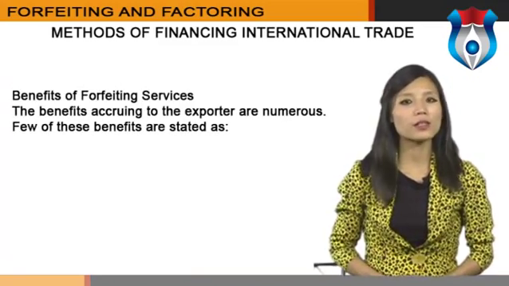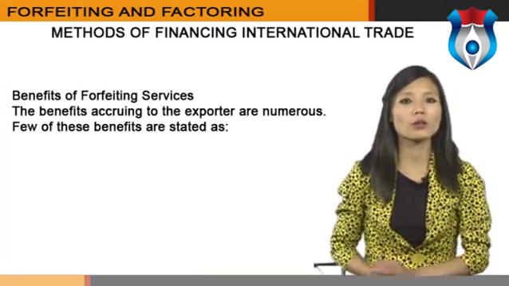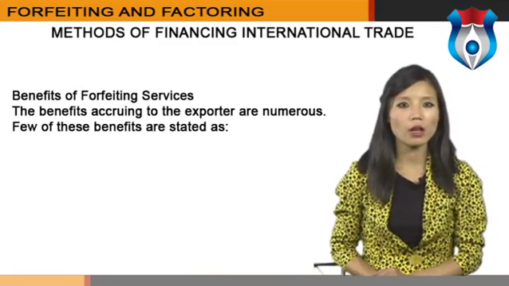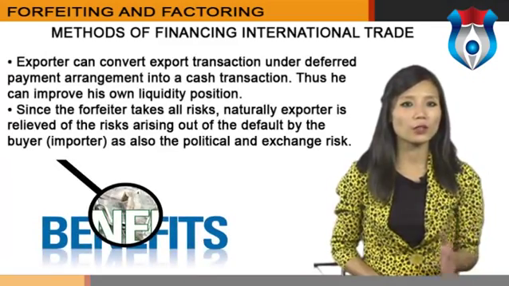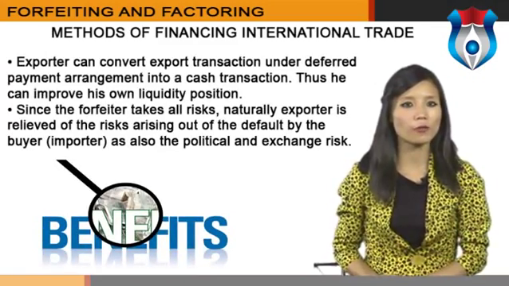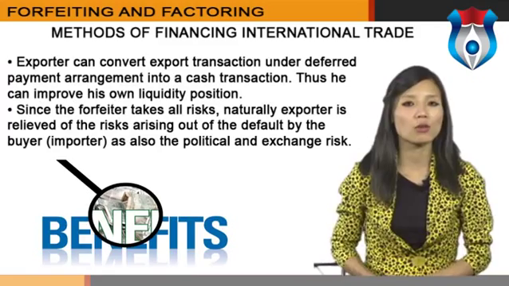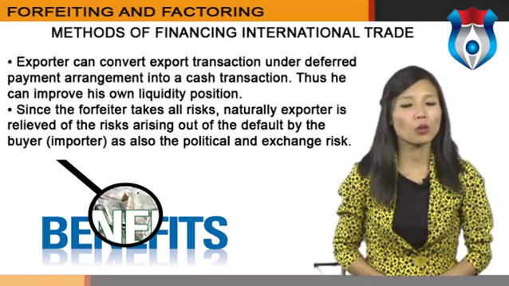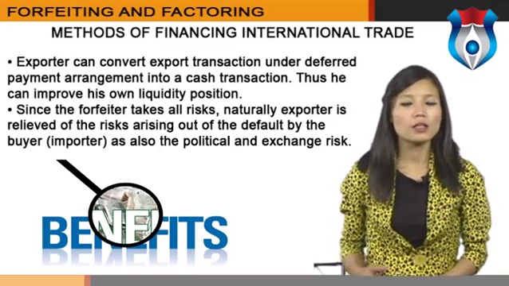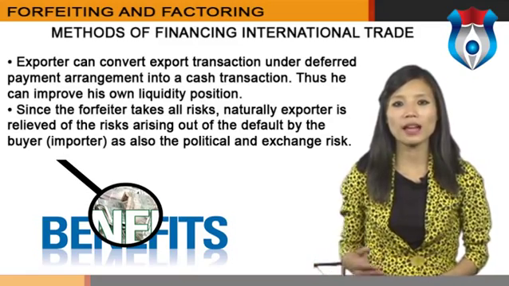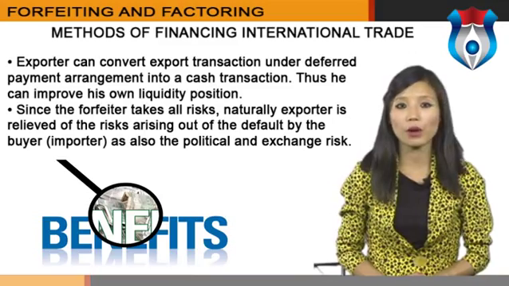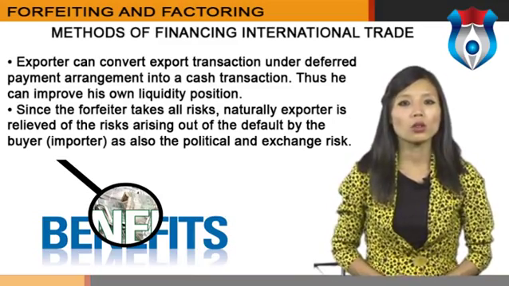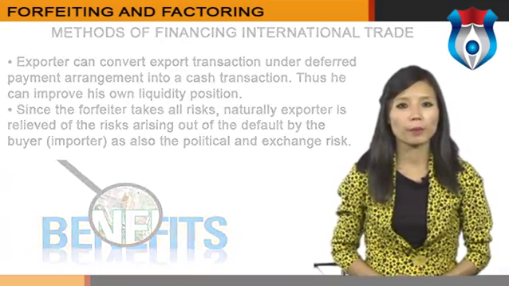Benefits of forfeiting services. The benefits accruing to the exporter are numerous. Few of these benefits are stated as: exporter can convert export transaction under deferred payment arrangement into a cash transaction. Thus, he can improve his own liquidity position. Since the forfeiter takes all risk, naturally exporter is relieved of the risk arising out of the default by the buyer importer, as also the political and exchange risk.